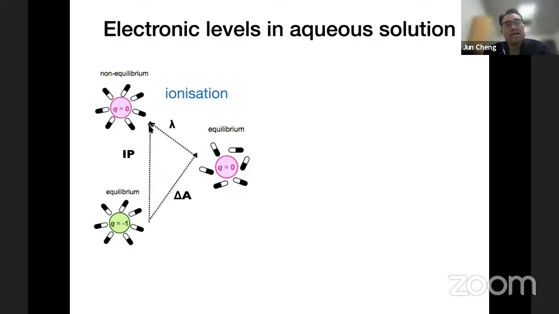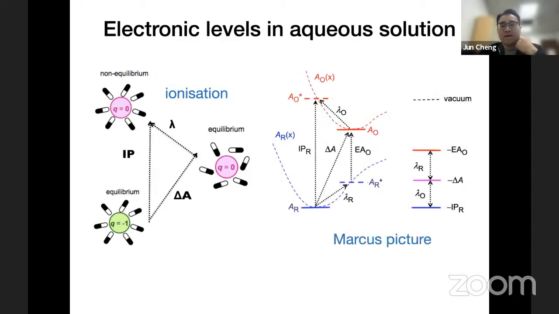Given time, the solvent structure will relax to an equilibrium structure associated with the oxidized state. Associated with this process, we have a reorganization energy due to the solvent reorganization. Then the energy difference between the equilibrium reduced state and the equilibrium oxidized state is the free energy. In electrochemistry, we call that the redox potential.